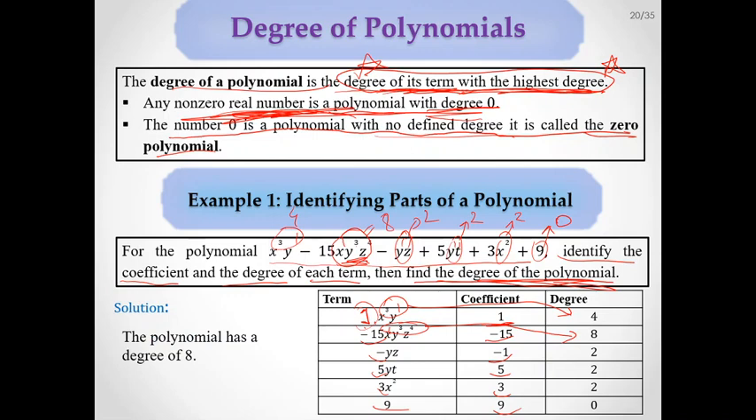And the polynomial has a degree of 8. Okay, it's a degree 8 polynomial. So it's an 8 degree polynomial.